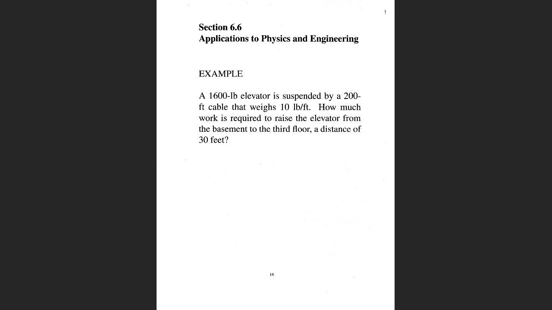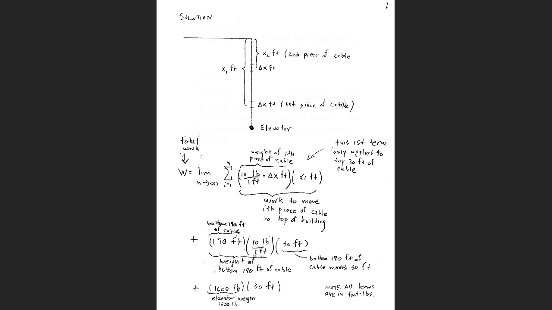Let me go back and go to the second page now, the page of the solution, and talk about this. So the total work consists of 3 components. This component here is the work for the elevator. The elevator weighs 1,600 pounds. We're moving it 30 feet. That's the work for the elevator.